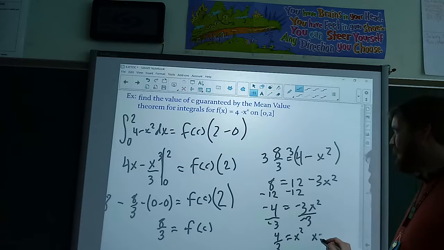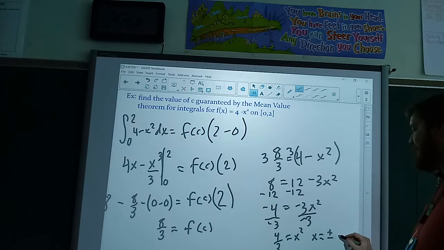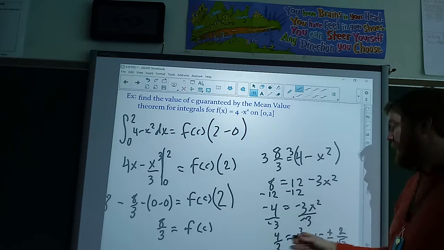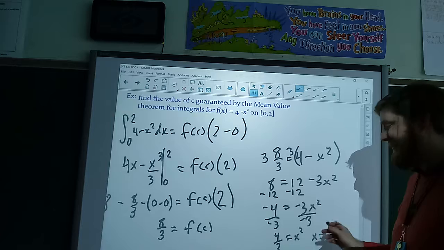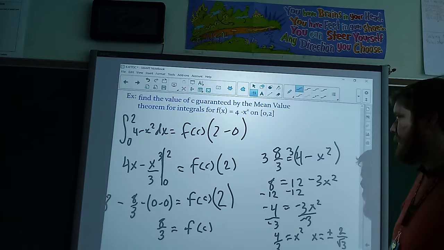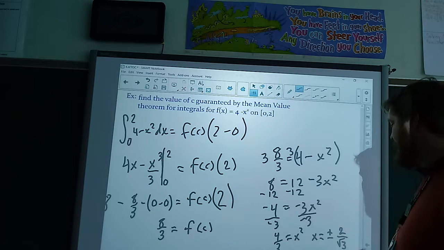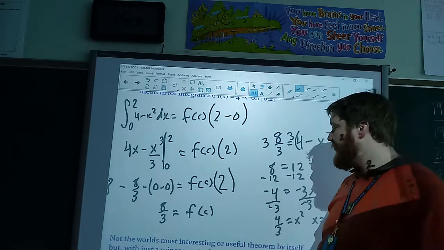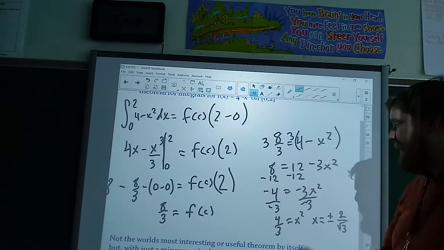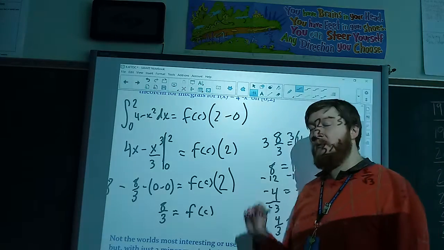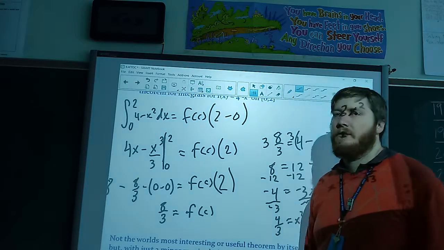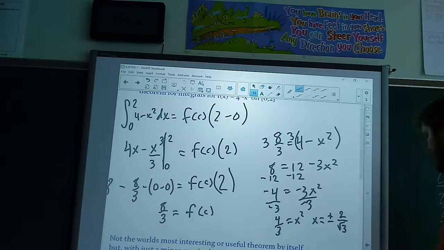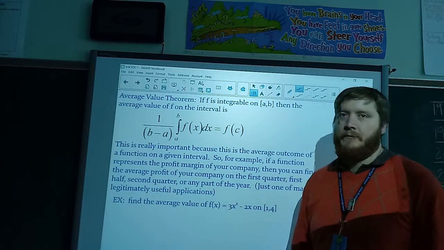So I get x is equal to plus or minus the square root of 4 thirds, 2 over root 3. Okay, so which one of those is from 0 to 2? It's not going to be the negative one. So I can say that c is equal to positive 2 over root 3. Not the world's most interesting or useful theorem by itself, but with just a minor manipulation, we get the average value theorem.